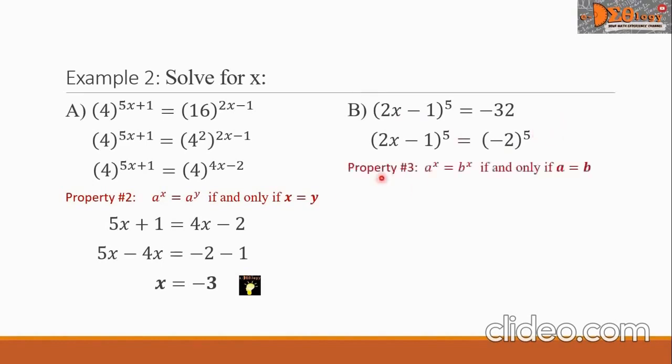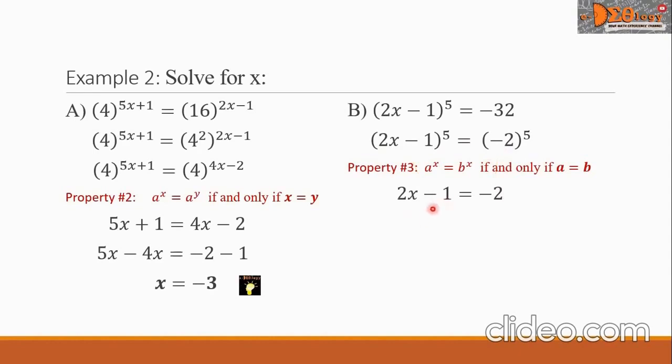So according to property number 3, a raised to x equals b raised to x if and only if a equals b. It means to say we can now copy the bases of the left side and the right side respectively. Thus, 2x minus 1 is now copied here, equal to the negative 2. And from here, we're going to solve for x.